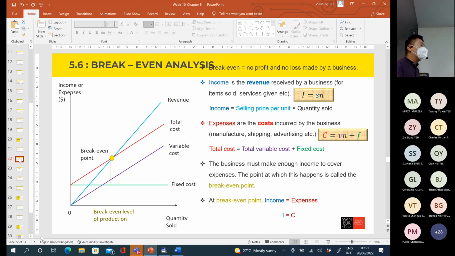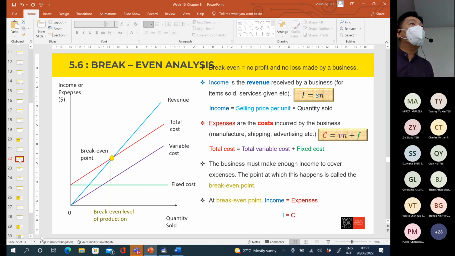in the business world. So what is the meaning of break-even? A break-even in business is when running a business, there is no profit and no loss. They call this break-even. At the break-even point, whatever is received by the businessman is equal to whatever is spent by the businessman. So that means the income is exactly equal to the expenses at the break-even.